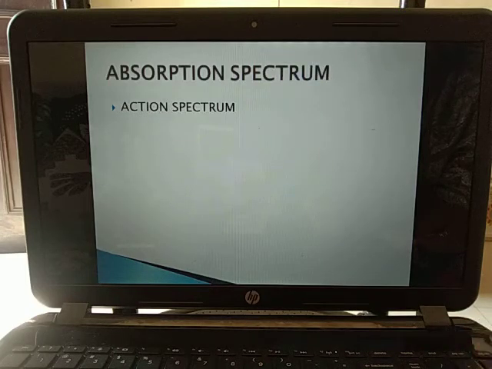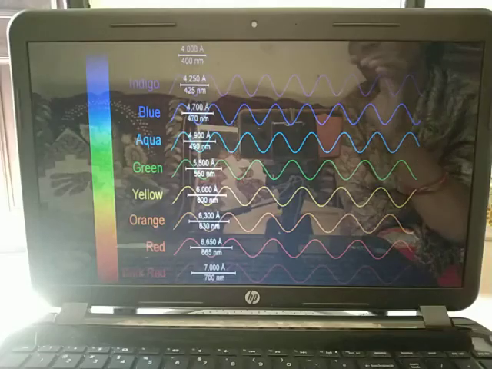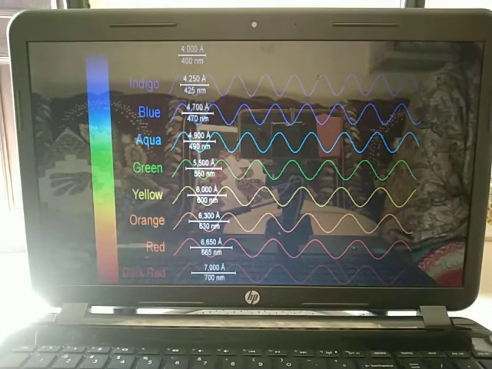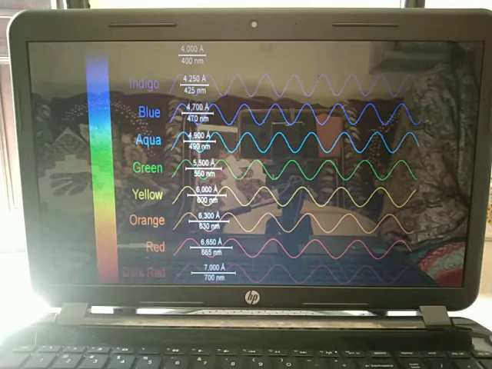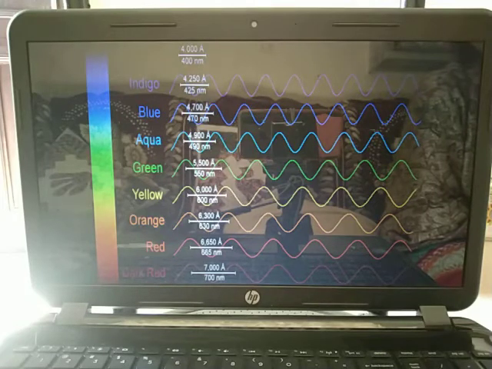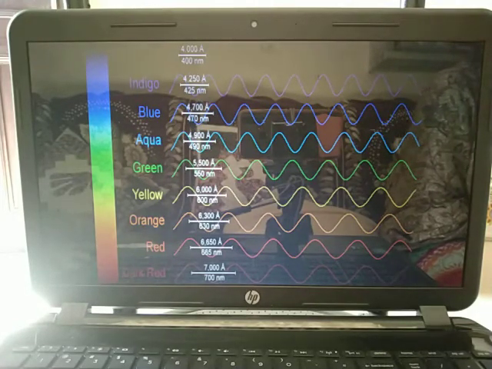Now the absorption spectrum, and after that the action spectrum, and how different pigments absorb different wavelengths of the light. The absorption spectrum is the curve showing the amount of energy of different wavelengths of light absorbed by a substance, called the graphic absorption spectrum. It is studied with the help of a spectrometer.